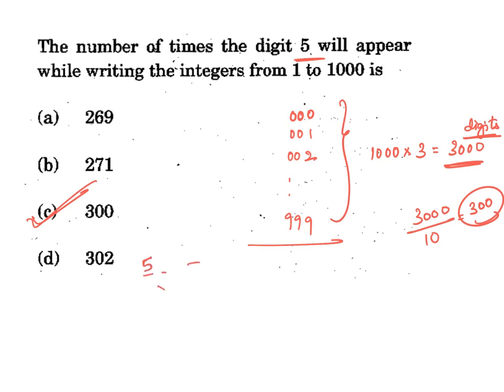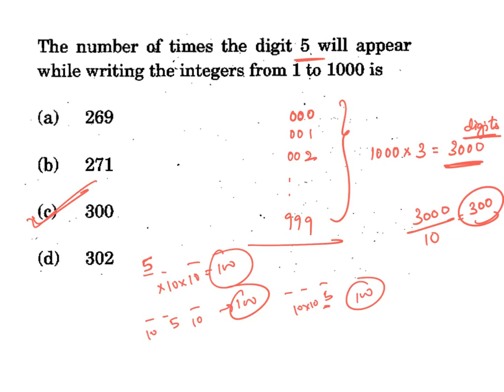If you wish to use permutations and combinations for this: 5 comes in the hundreds place, 10 into 10, 100 times. 5 comes in the tens place, 10 into 10, again 100 times. 5 comes in the units place, 10 into 10, again 100 times. So 100, 100, 100, 300 times. So 5 appears 300 times, answer is 300.